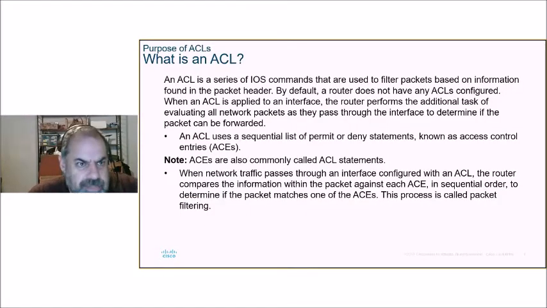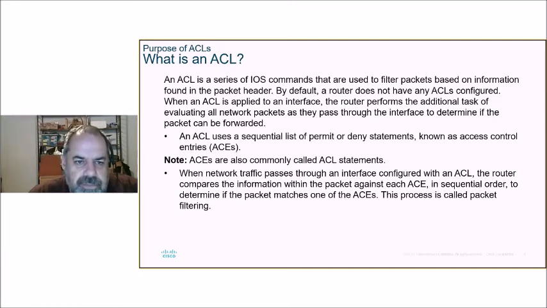So an ACL, or access control list, is a series of IOS commands that are used to filter packets based on information found in the packet header. By default, a router does not have any ACLs configured. When an ACL is applied to an interface, the router performs the additional task of evaluating all network packets as they pass through the interface to determine if the packet can be forwarded.